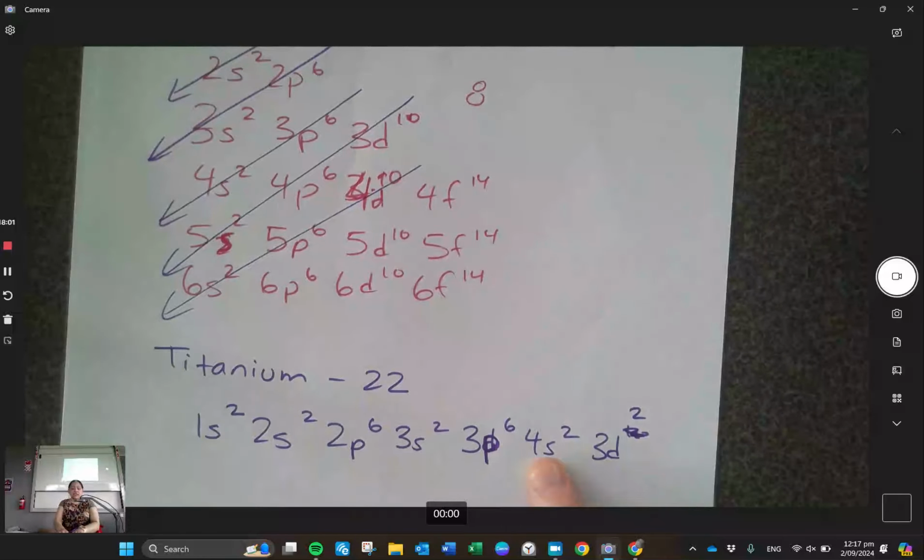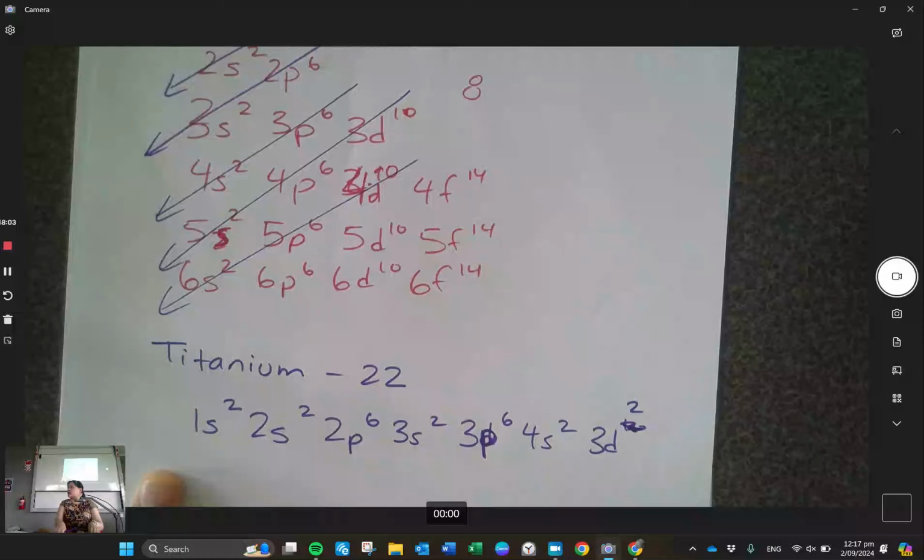You can rearrange these so it's all in order, but it's not going to hurt you if you do it like that. Something to keep in mind as well is there are a couple of exceptions to the rules, and there's also some things to think about when you're dealing with ions. Are we okay? Keep going.